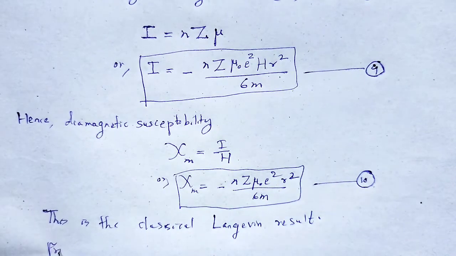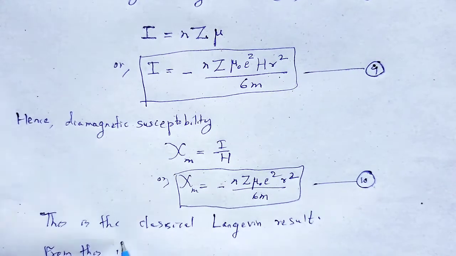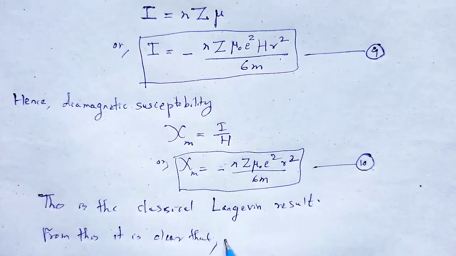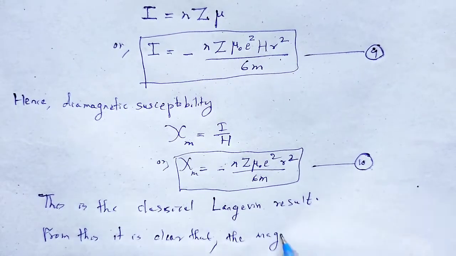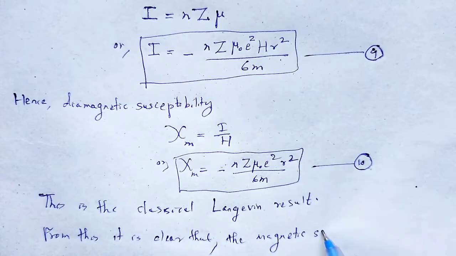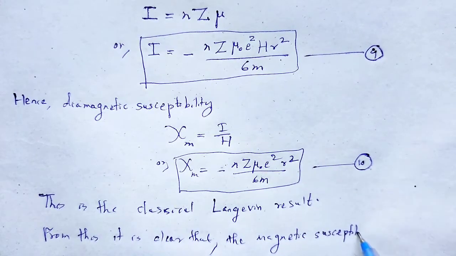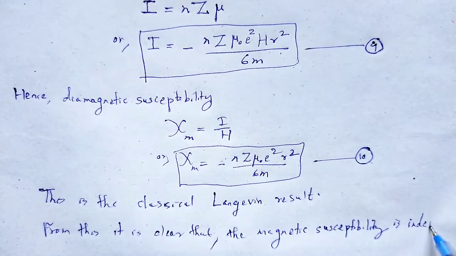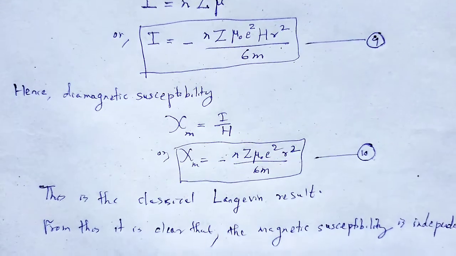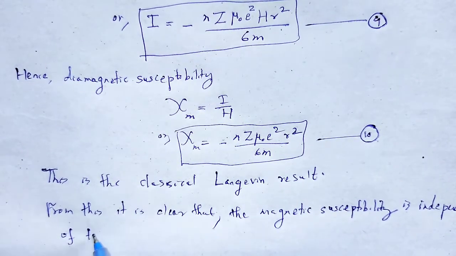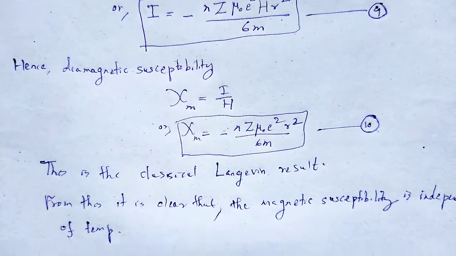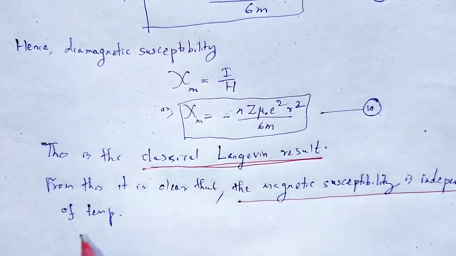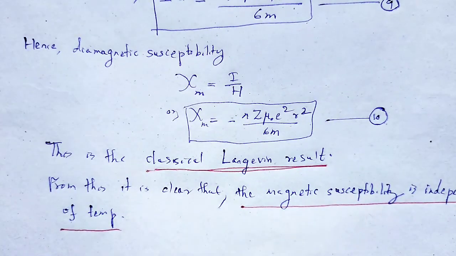From this, it is clear that the magnetic susceptibility is independent of temperature. In the classical Langevin result, the magnetic susceptibility is independent of temperature.